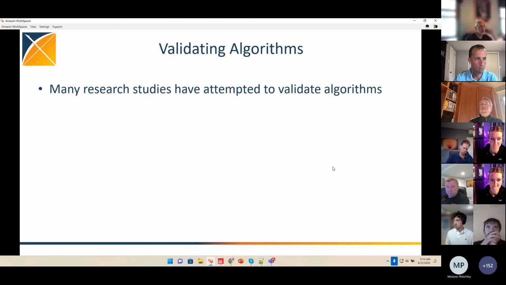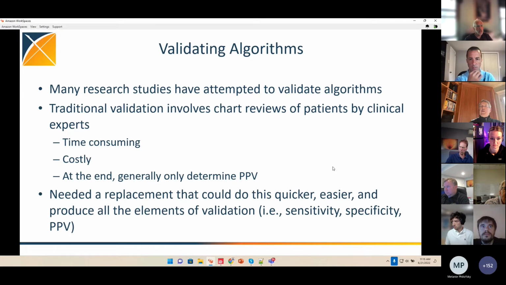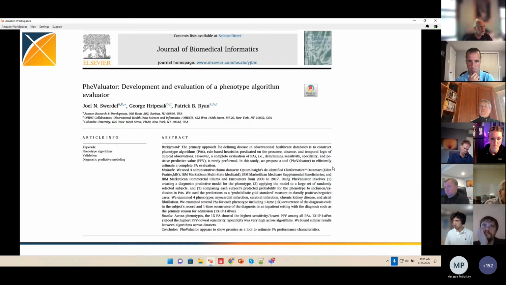In the past, many research studies have attempted to validate phenotype algorithms. The traditional approach utilizes chart reviews of patients by clinical experts. This approach is very time-consuming and very expensive. At the end, you generally only end up with a determination for positive predictive value. What we needed was a replacement that could do this validation quicker, easier, and produce all the elements that you need for true validation: sensitivity, specificity, etc. That's why we've developed the PheValuator tool, which is in the OHDSI tool stack.